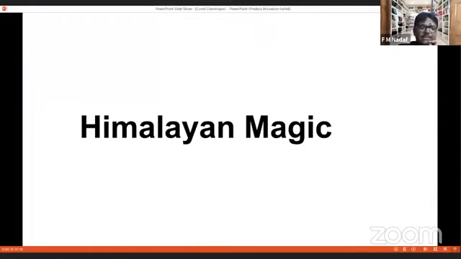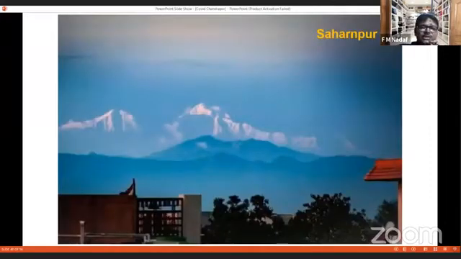Then another magic is the Himalayan magic. Whenever we have gone to the Himalayas, when we wanted to see the ice on the Himalayas, at least this is my personal experience, I hardly had an opportunity to see it. But COVID gave us an opportunity to see the beautiful Himalayas from a distance of 200 kilometers.